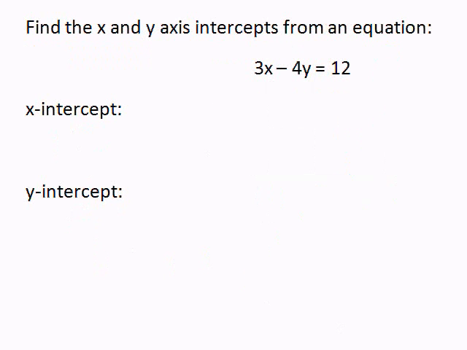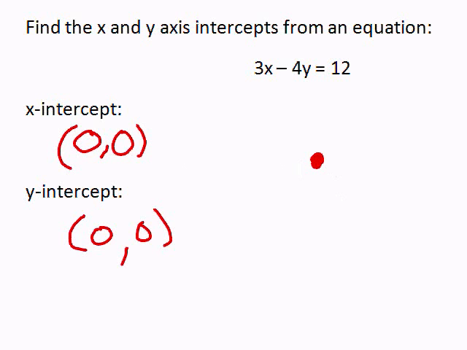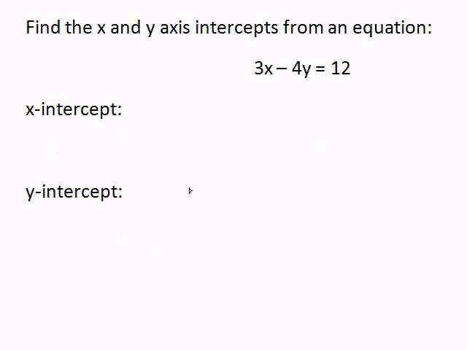Suppose we're given just an equation and not a graph, and we're asked to find the x and the y-axis intercepts. Well, think about what you know about the x and y-axis intercepts. For the x-intercept, it's always going to be some number, 0. For the y-intercept, it's always going to be 0, some number. But how would that relate to the equation?